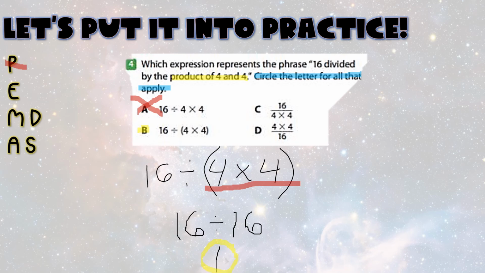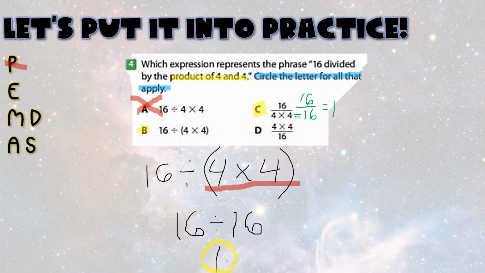Okay, so let's do C, which is this expression right here. So 16 divided by 4 times 4. I'm going to write in green. Well, I know that 4 times 4 equals 16. And so it's really going to be 16 over 16, which as a fraction means 16 divided by 16, which equals 1. So C is going to be a correct answer.